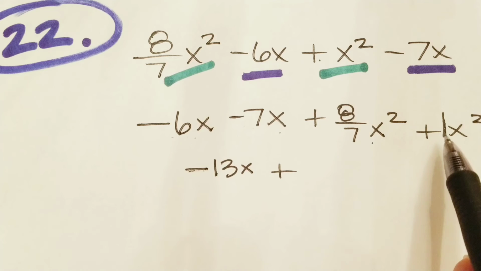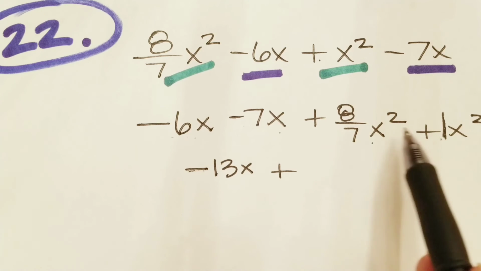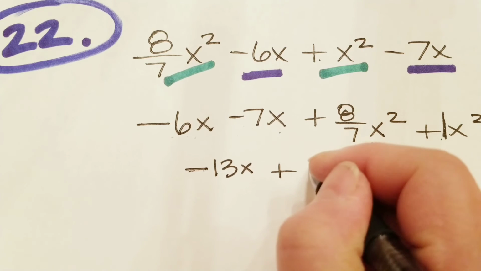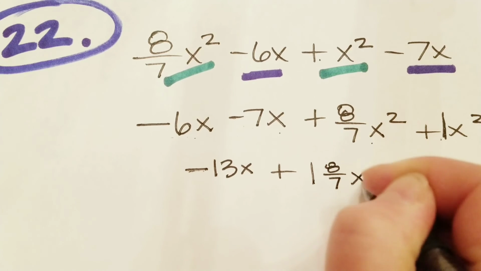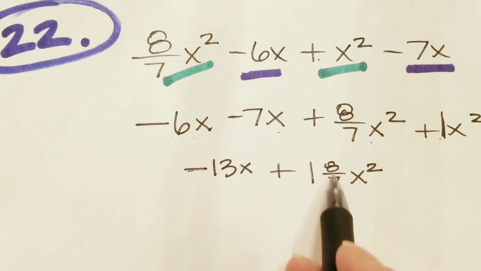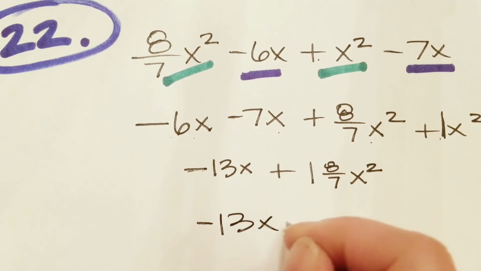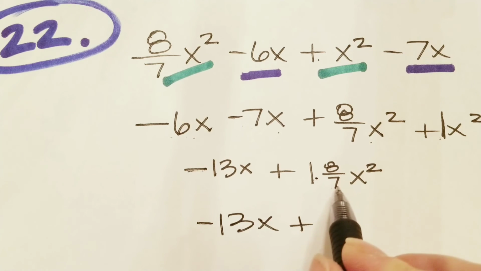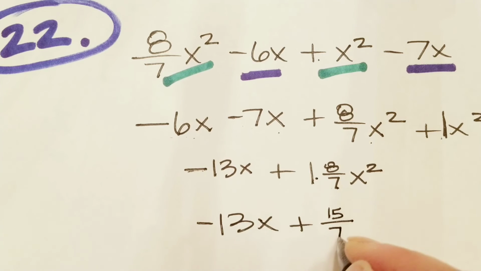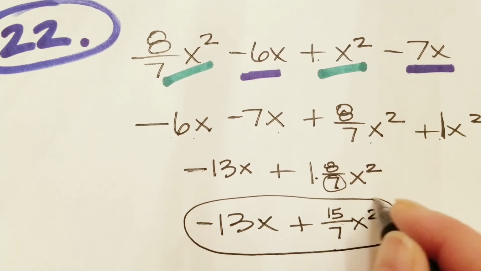So basically you can just say 1 and 8/7 x squared, because we're just adding 1 plus 8/7. So we can do it like that. 1 and 8/7 x squared. Now it's not really in proper form to have this mixed number like this, because the 8 is larger than the 7. So I would go ahead and turn this into an improper fraction. So negative 13x plus 1 times 7 is 7 plus 8 is 15. Denominator stays the same, and that is your answer.